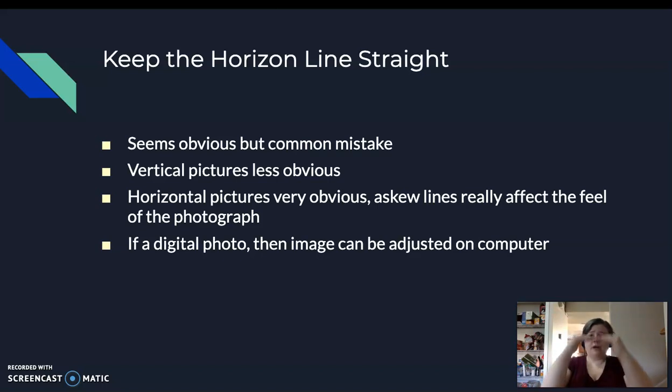Now, when you think about it, hopefully you're seeing my hands, when our pictures are just a little off kilter, it kind of makes us feel like we're falling off the edge of the photograph because we're used to seeing the horizon line straight. So if it's in a digital photo, like ours are, then you can adjust the image on your computer or in your photo editing software on your iPad or phone or whatever it is you're taking pictures with.